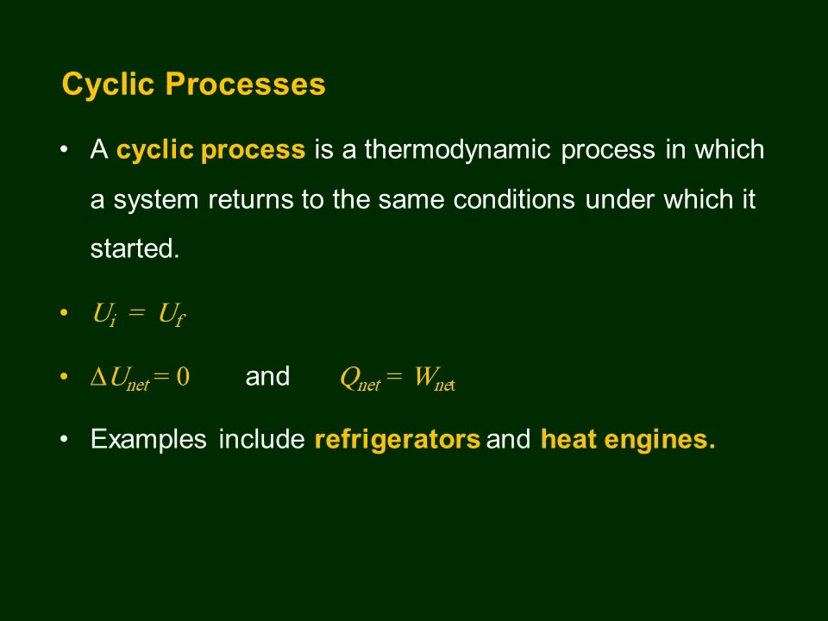Pay attention to the difference between the cyclic process and the isothermal process. In an isothermal process, there is no change in internal energy. Delta U equals 0, which means the internal energy doesn't change. But in a cyclic process, the total change in internal energy is zero because the internal energy changed and returned back again. So this is the difference between the cyclic process and the isothermal process.